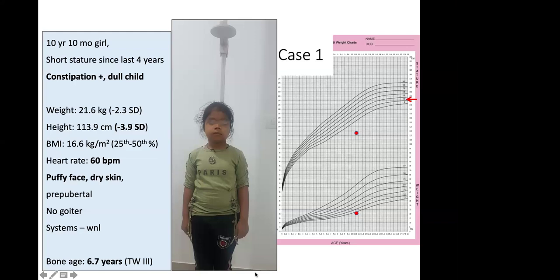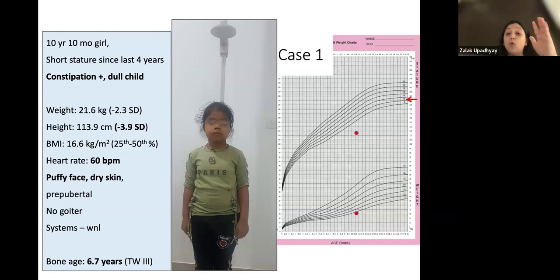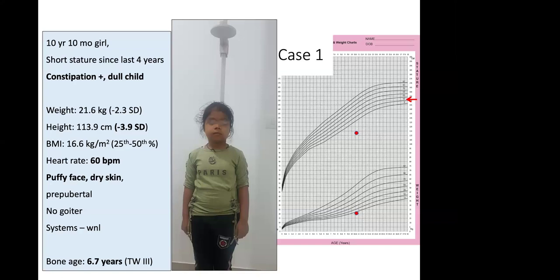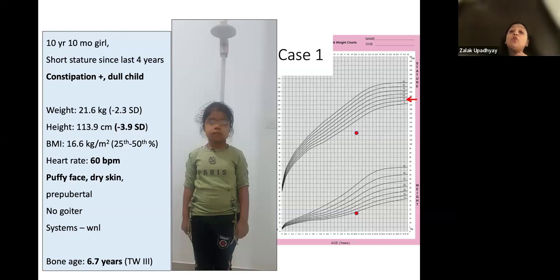Hypothyroidism. Yes, perfect. Hypothyroidism. And bone age is very common. How to calculate standard deviation? We have apps. IAP growth chart app, growth chart plotter. I have shown images at the end. You can download those apps. You will get the standard deviation calculation immediately. Once you enter height, weight, date of birth, you will get the calculation directly of standard deviation. It's very easy. You can do it that way.